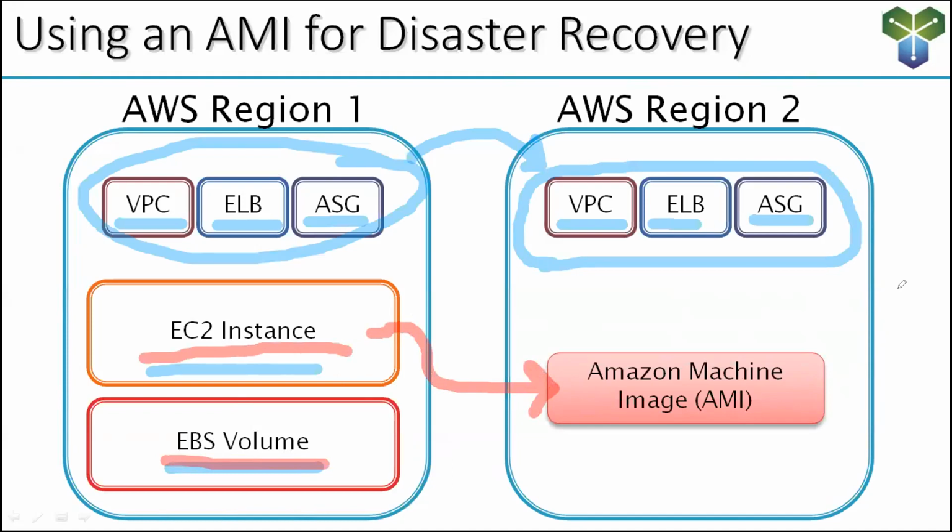And now, if I do have a disaster, if I need to get one of those web server instances up and running, I can spin up a new EC2 instance based on this AMI. And the AMI is based on a snapshot of the root volume of this EC2 instance. So anything that I've configured on that EC2 instance in that root volume is going to be baked right into that AMI.